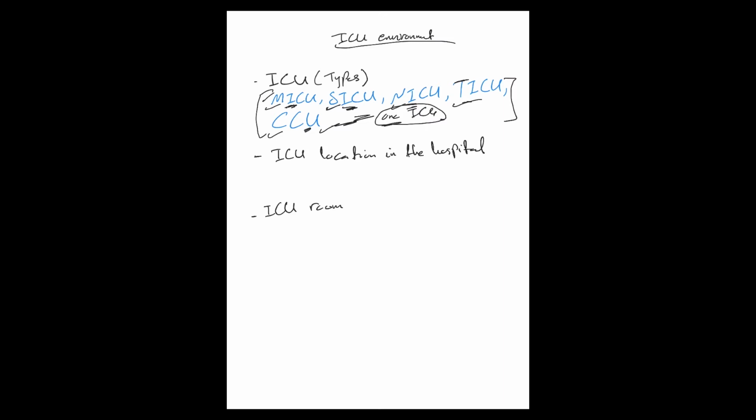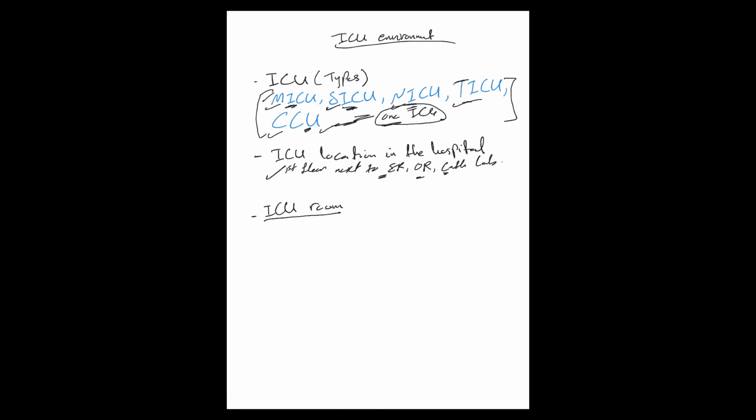ICU location in the hospital: usually, but again it's not always, it's on the first floor and close to, next to the ER, OR, and cath lab, places that patients may need to be transported from to the ICU, to make things quick. Again, this is not a general rule and it can be different, but I believe most hospitals have this kind of design.